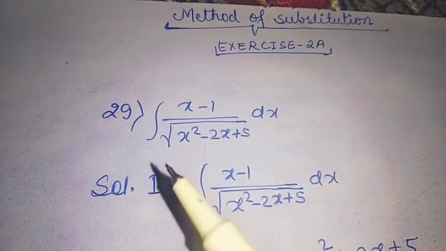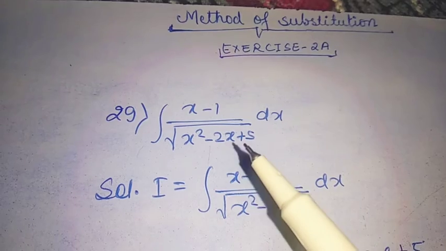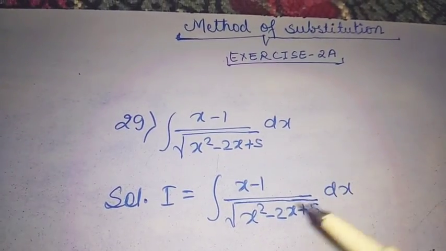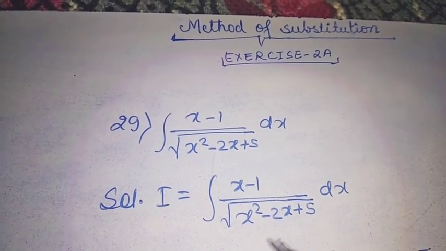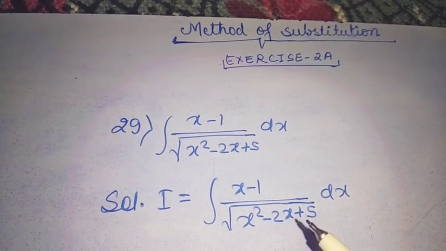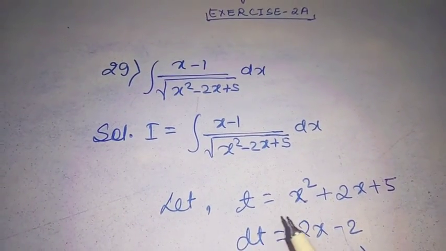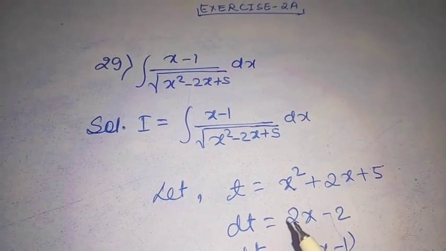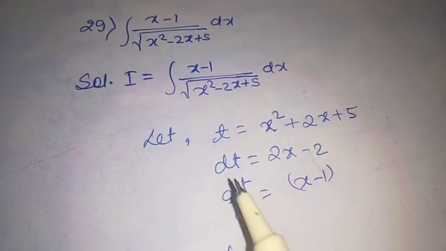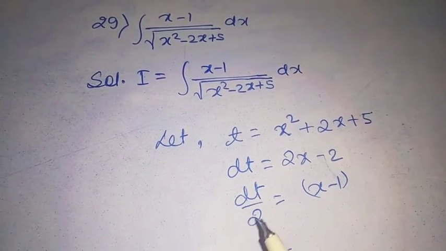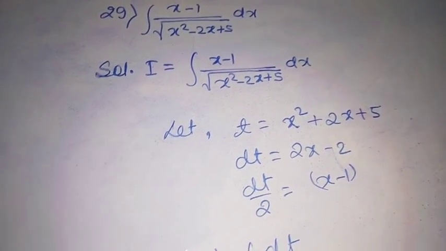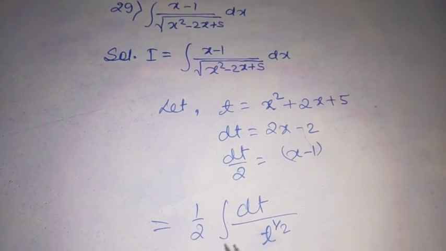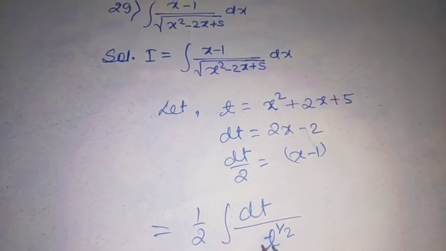Now the next question, which is question number 29, and the question is integration of x minus 1 upon square root of x square minus 2x plus 5 into dx. For solving this question, we will again substitute t in the place of x square minus 2x plus 5. So when we differentiate this, we will get dt is equal to 2x minus 2. So we can write it as dt upon 2 is equal to x minus 1. So now we can write it in the form of t. So it will be 1 upon 2 into integration of dt upon t to the power half.